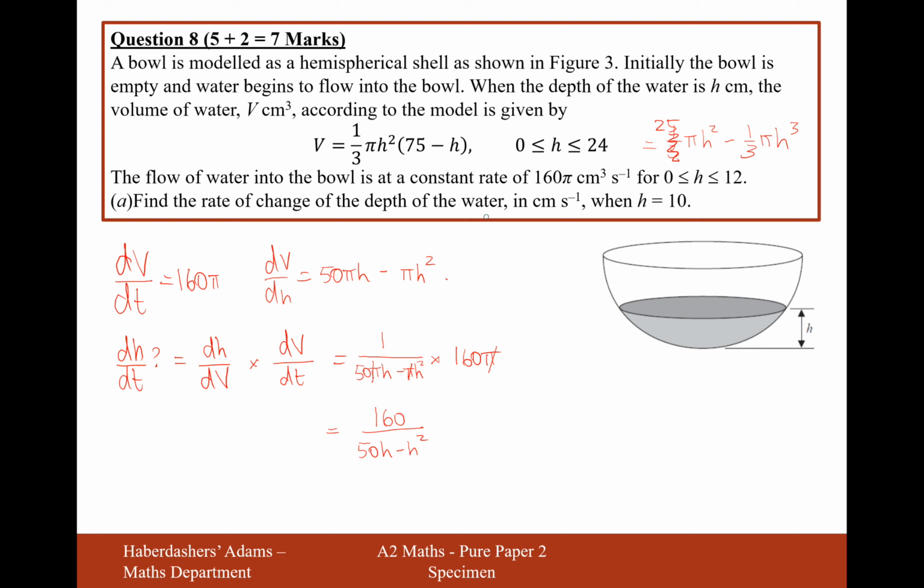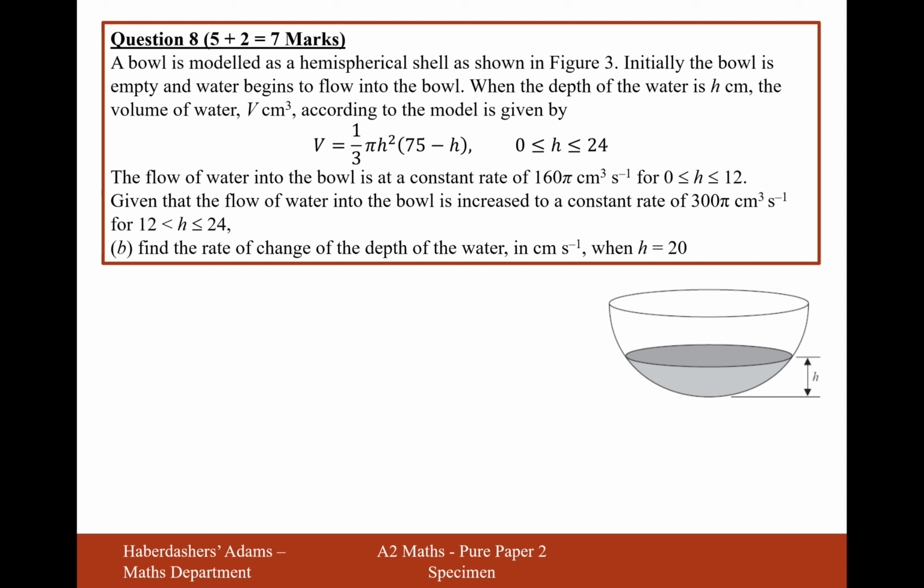So to find the rate of change of the depth of the water, that's this expression here. When h equals 10, let's substitute 10 in now. So it's 160 over 50 times 10 minus 10 squared. That's 100, so it's 500 take away 100, that's 400. So 160 divided by 400. Let's do the calculator just so we don't make a mistake. That's 0.4 centimeters per second. That's the rate of change of the height when the height is 10 centimeters.